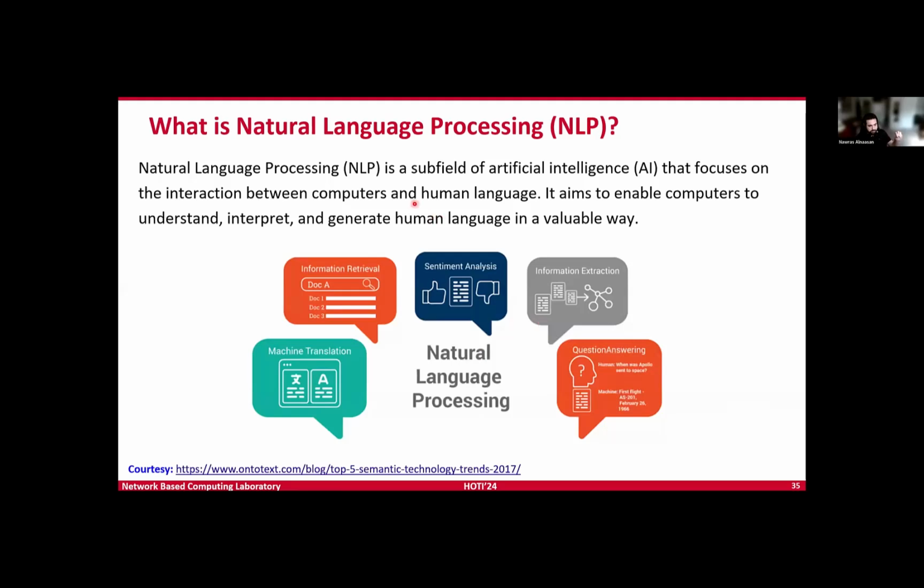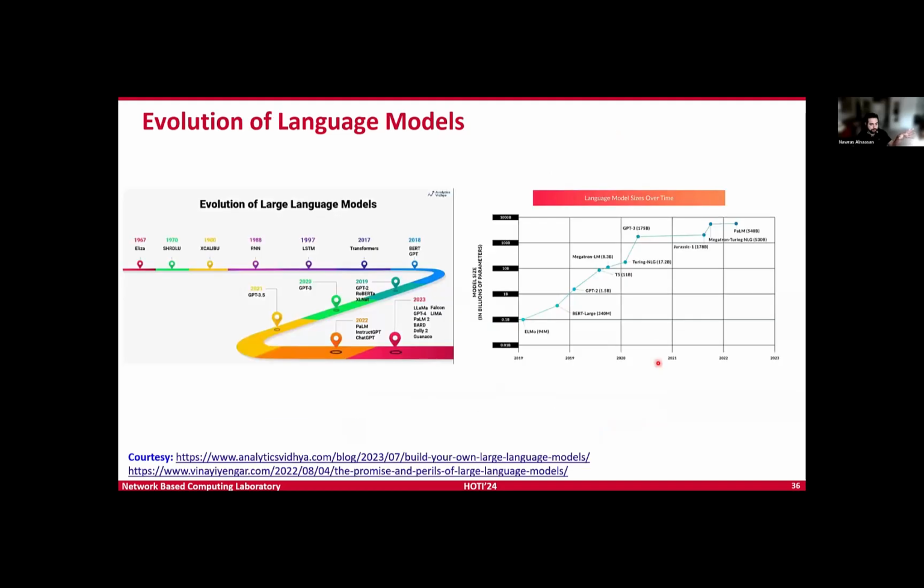Now, some of the applications that are currently very popular when it comes to AI and deep learning specifically, we have two major domains. One is natural language processing, NLP, a subfield of artificial intelligence that focuses on the interaction between humans and computers. We have many different use cases or downstream tasks like machine translation, information retrieval, sentiment analysis, information extraction, and question answering. And for these types of use cases, we use language models.